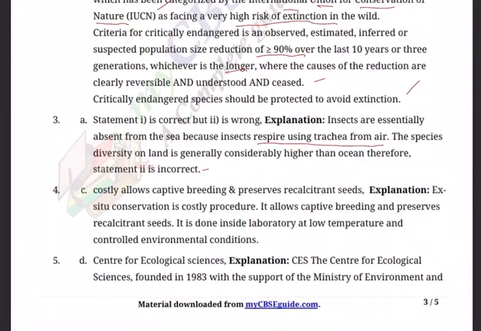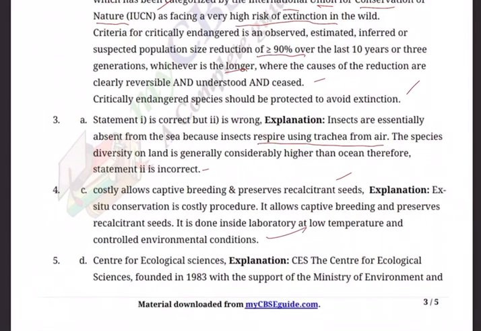Question 4. C. Costly, allows captive breeding and preserves recalcitrant seeds. Ex situ conservation is a costly procedure. It allows captive breeding and preserves recalcitrant seeds. It's done inside a laboratory at low temperature and controlled environmental conditions.